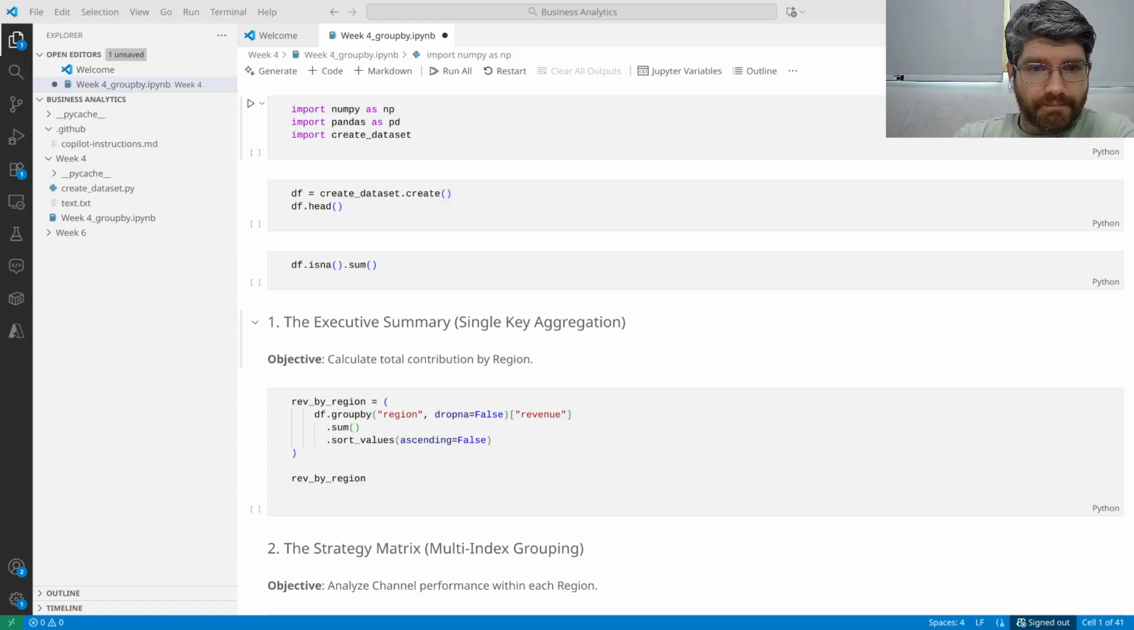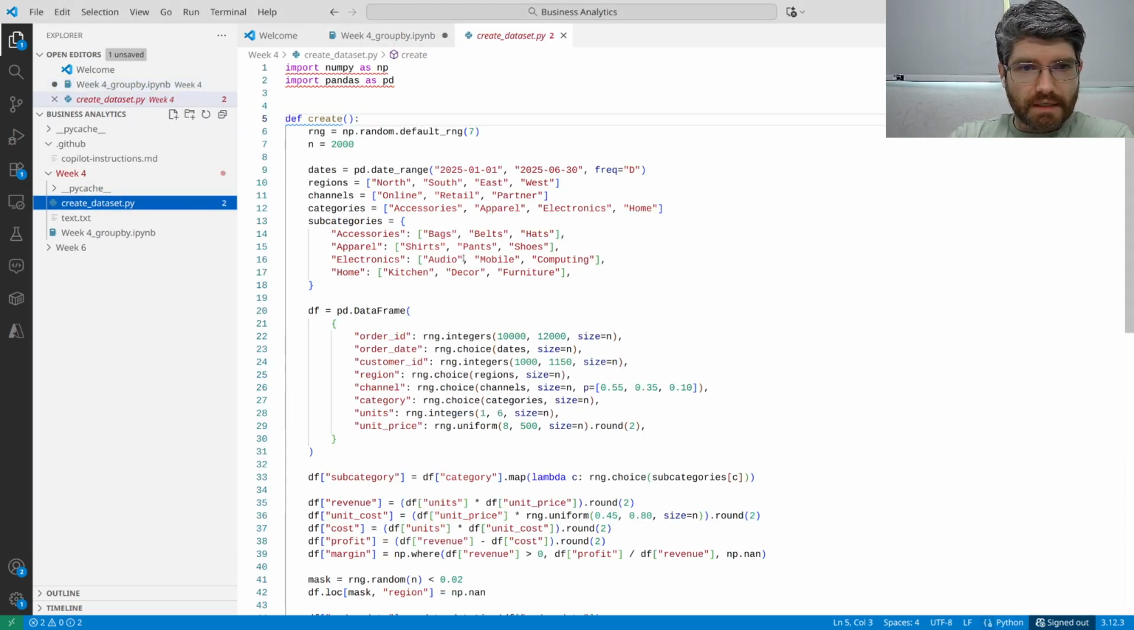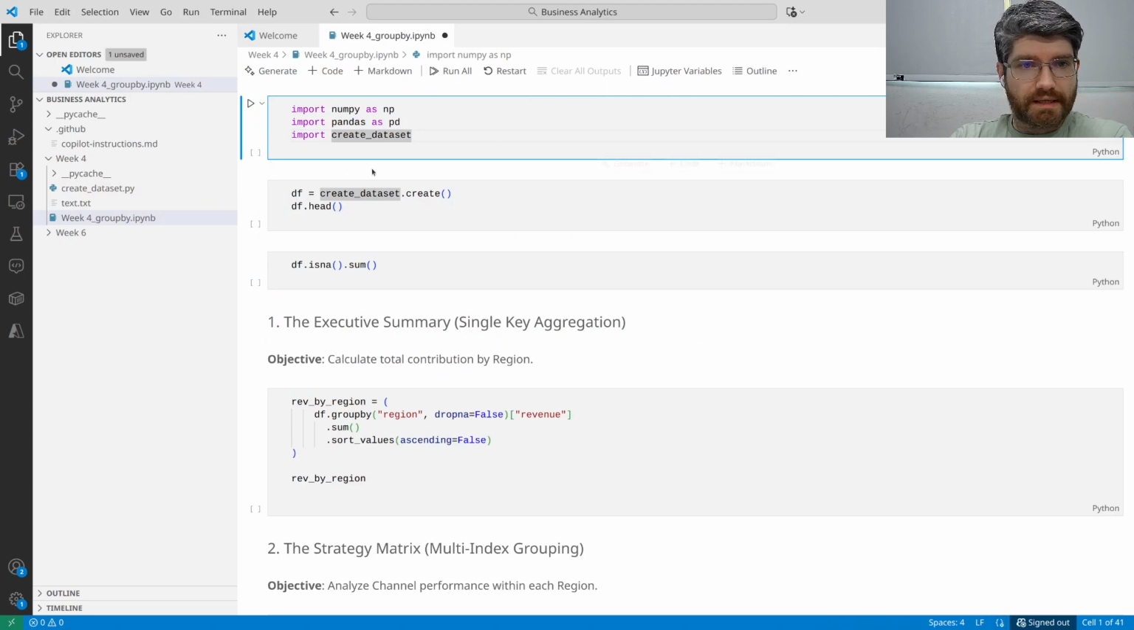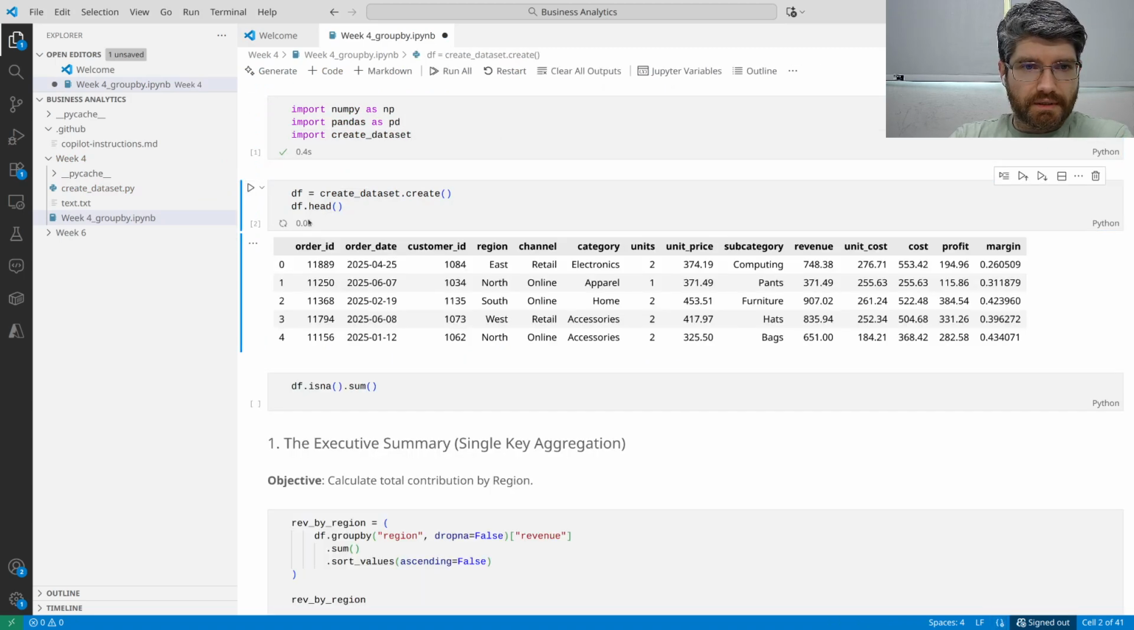This is week 4. We are talking today about the patterns of aggregation, the groupby method, and I have created the data set. Here it is. It consists of several columns. This data set is pretty much artificially created, but it's sufficient for practicing aggregations. So let's load the data set and have a look at how it is comprised.